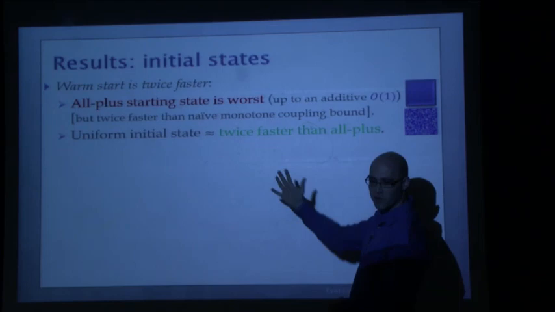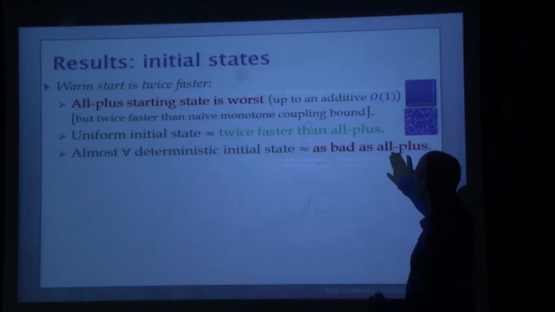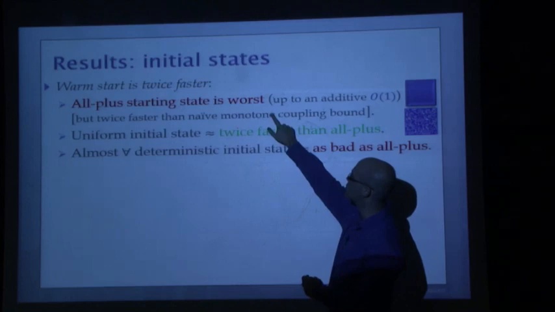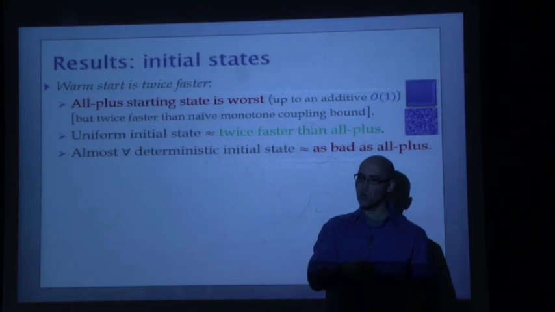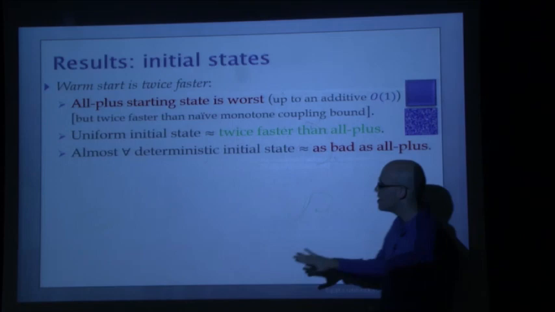So this is a little more surprising. I think we were surprised. If you take a uniform initial state, it's twice faster compared to all plus. But if you take a uniform one and condition on it, so this is the same as saying from almost every starting state, it is as bad as all plus.